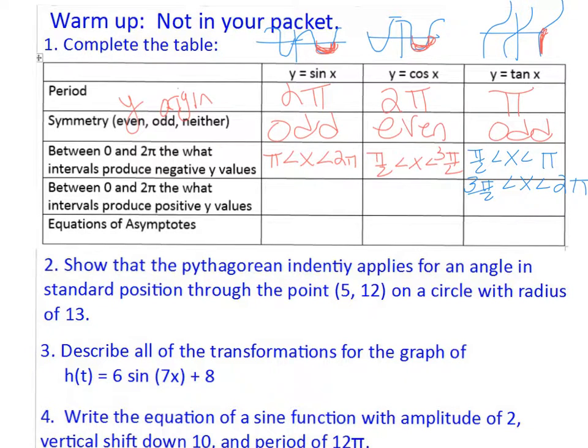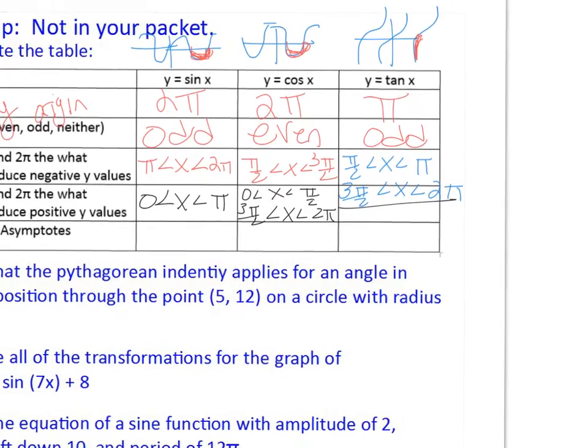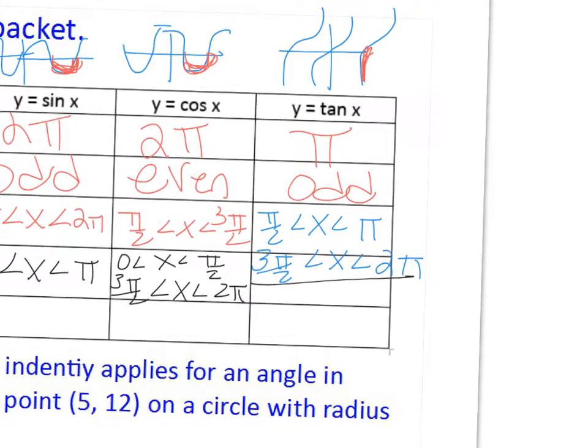So now answering in the opposite, what are all the positive y values between 0 and 2 pi? So for the sine graph, that happens between 0 and pi. For the cosine graph, again, I'm going to have 2 answers. That's going to go from 0 to pi over 2, and again from 3 pi over 2 to 2 pi. And then lastly, for tangent, I'm running out of room here. The positive values for tangent go from 0 to pi over 2, and again from pi to 3 pi over 2.